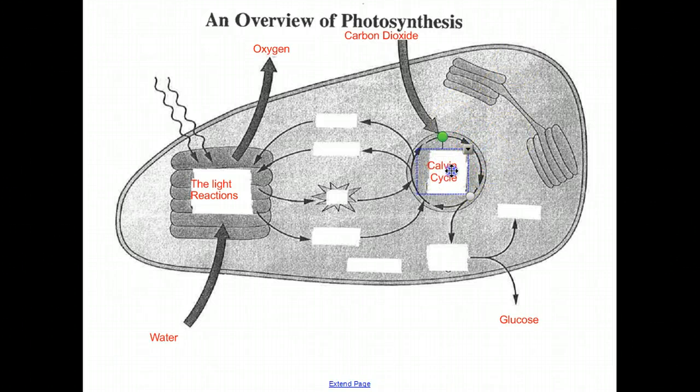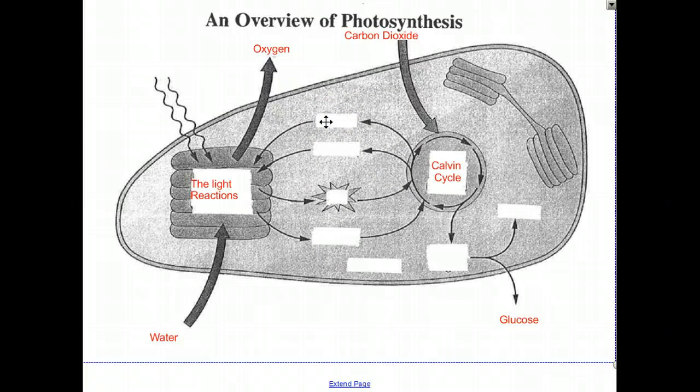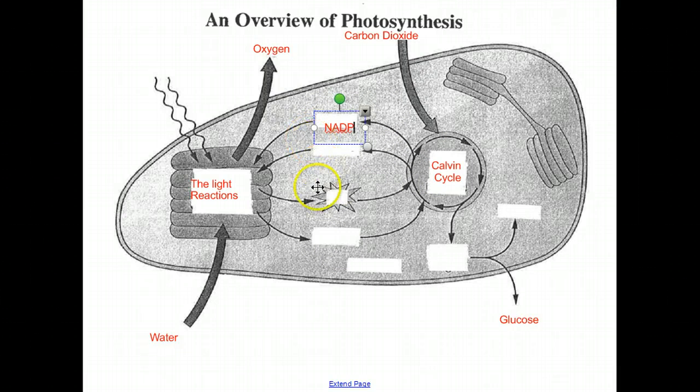Okay, so what else do we need to know? What cycles between these two? I guess we could say, just to represent those energy carriers that we talked about, we have NADP and we have ADP plus phosphate.